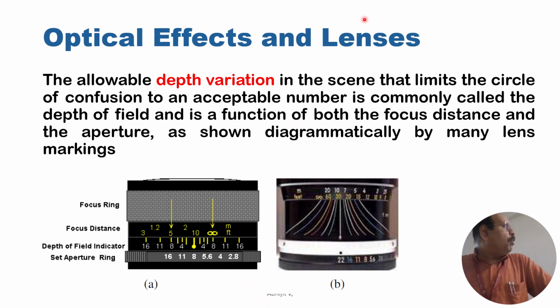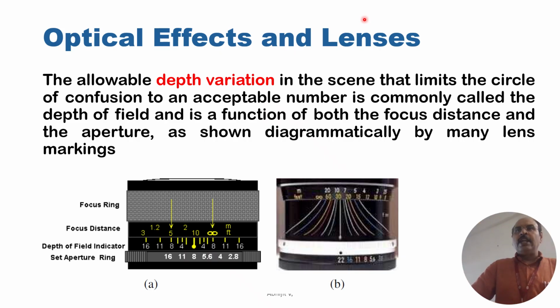So after the thin lens model, next is the depth variation, the allowable depth variation in the scene. What do you mean by depth? In a photometric image, what is meant by depth? There are two things, right? One in the front and the other one in the back. There is a distance between these two objects, so this is represented by the depth. You have a third dimension in a 2D photometric image.